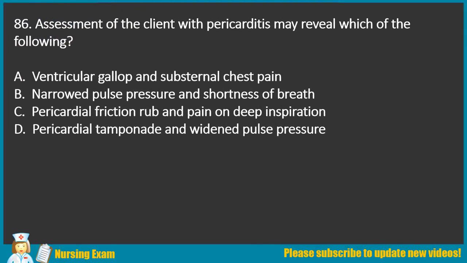Question 86. Assessment of the client with pericarditis may reveal which of the following? A. Ventricular gallop and substernal chest pain. B. Narrowed pulse pressure and shortness of breath. C. Pericardial friction rub and pain on deep inspiration. D. Pericardial tamponade and widened pulse pressure.